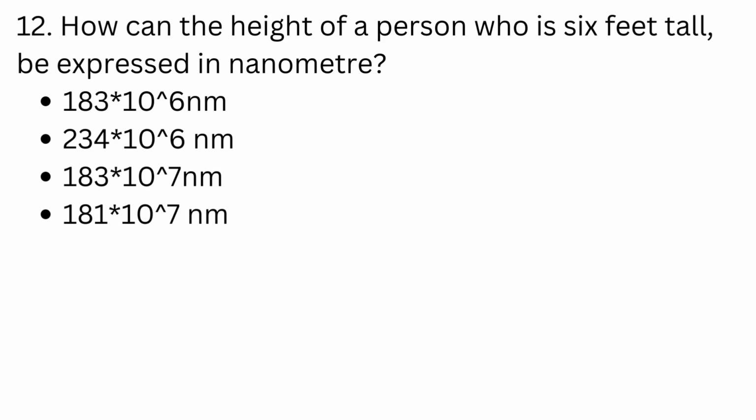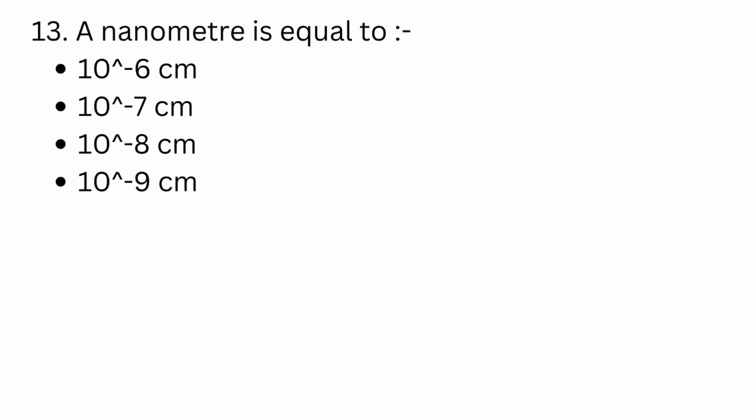Next question is, how can the height of a person who is 6 feet tall be expressed in nanometer? Options are 183 into 10 to the power 6 nanometer, 234 into 10 to the power 6 nanometer, 183 into 10 to the power minus 7 nanometer, 181 into 10 to the power 7 nanometer, and the right answer is 183 into 10 to the power 7 nanometer.